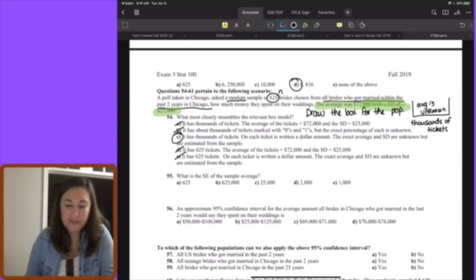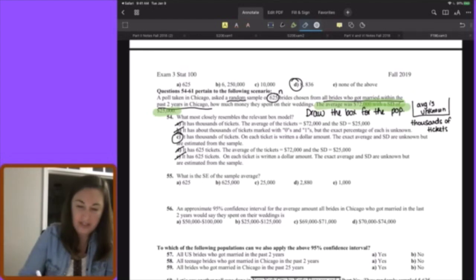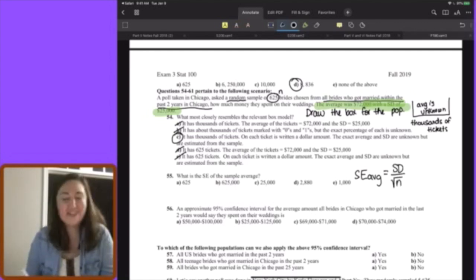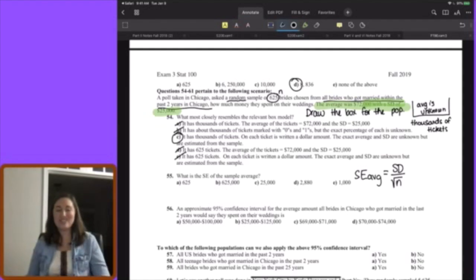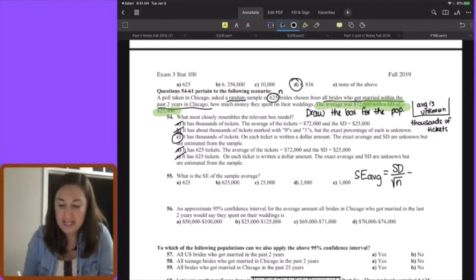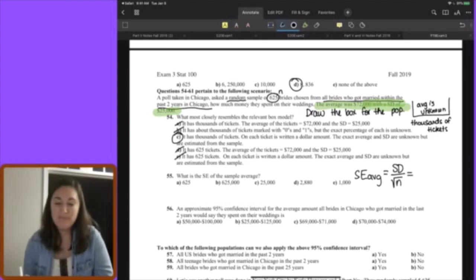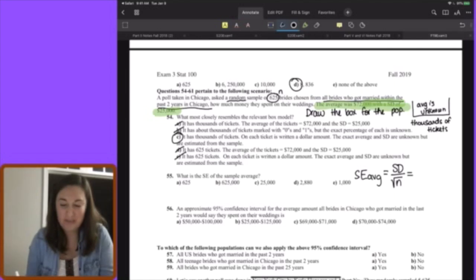What is the standard error for the sample average? Let's go ahead and calculate it. We haven't done standard error for the average on this test yet, so the formula is SD over root n. We've done standard error for sum and percent. This is the first time we're doing average. And the SD is technically the SD of the box, which we don't know, but the central limit theorem says we can use the SD of the sample, so $25,000.